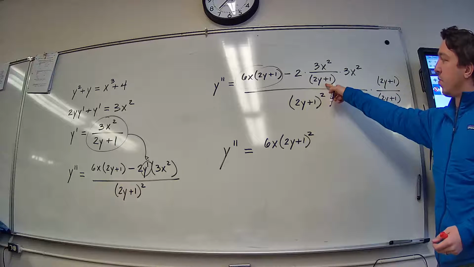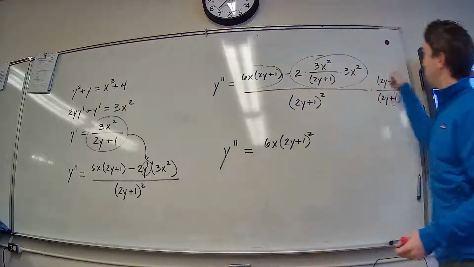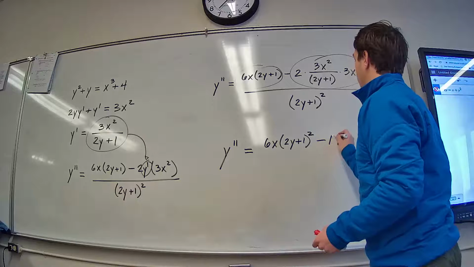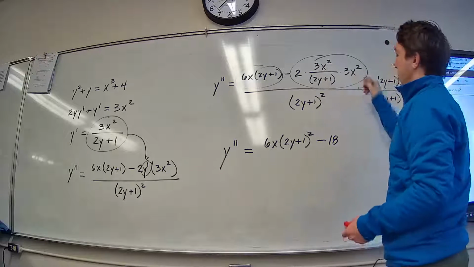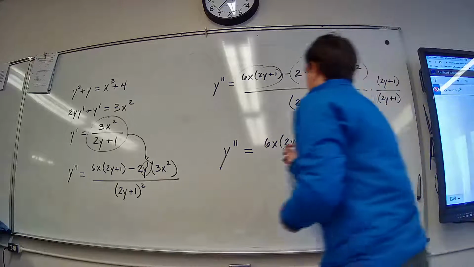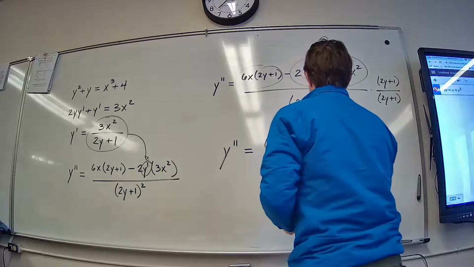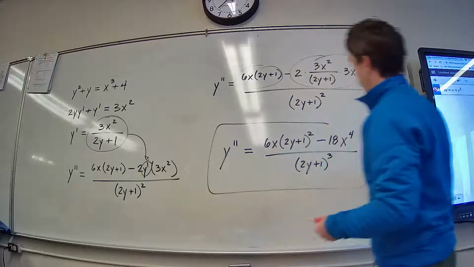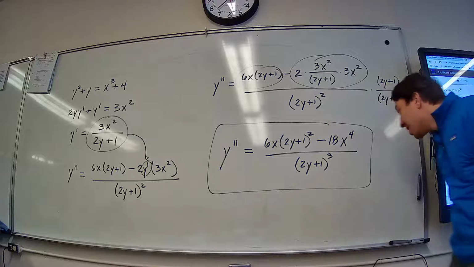Banana divided by banana makes 1. So what's left over after this term gets multiplied by this? 2 times 3 times 3 is 18. x squared times x squared is x to the 4. So I think probably the best way to write that. And the bottom is banana squared times banana, which makes banana cubed. That's it.